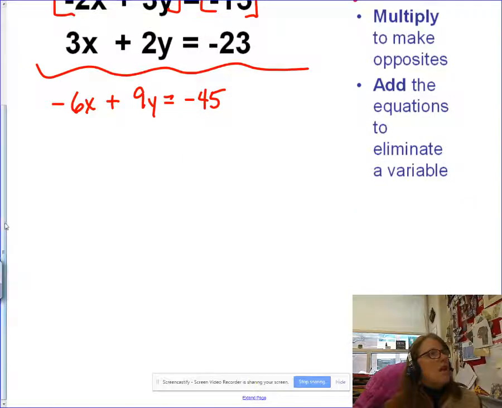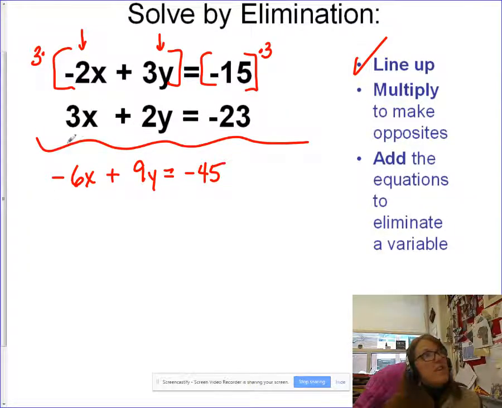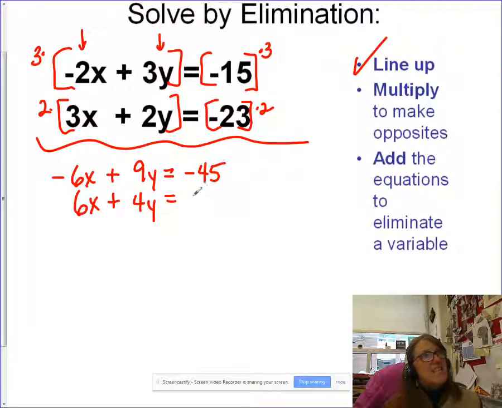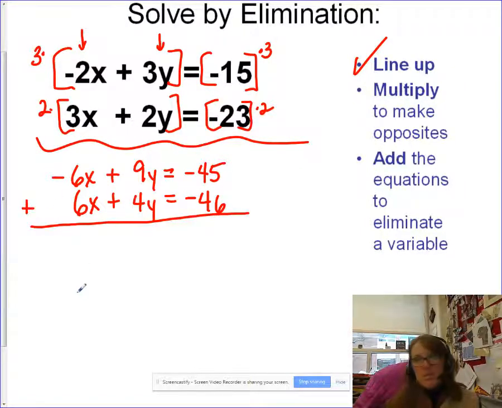All right, next. I want this coefficient now to be positive 6, because then when I add these together, wipe out. So this equation, I am going to multiply both sides by 2, and I get a positive 6x plus 4y equals negative 46. Now we're going to add them all up. Wipe out for these guys, okay? All gone. 13y.